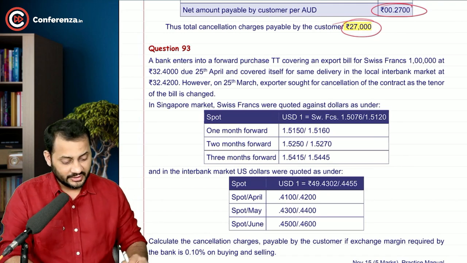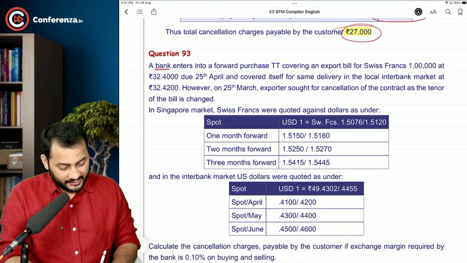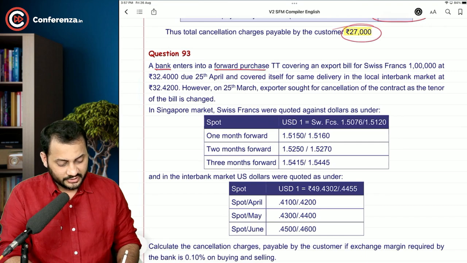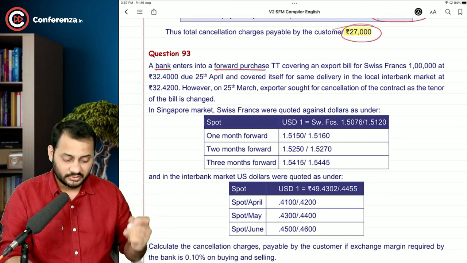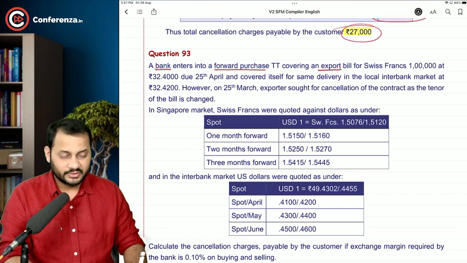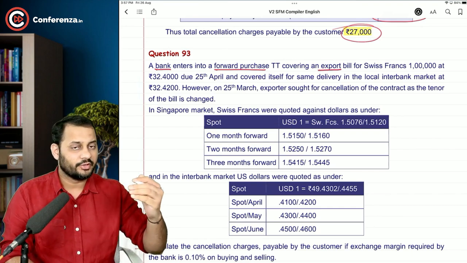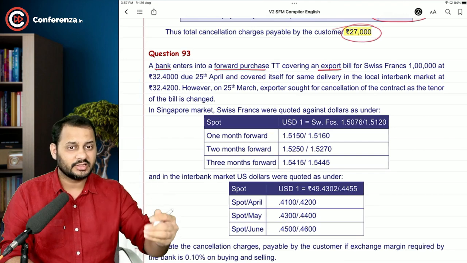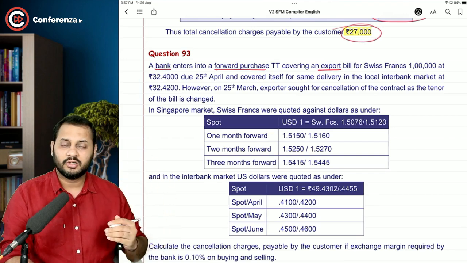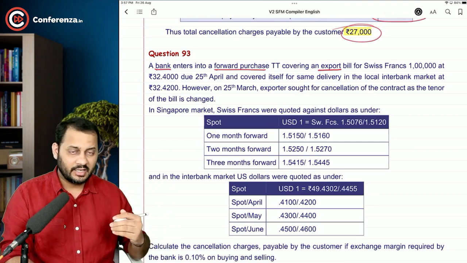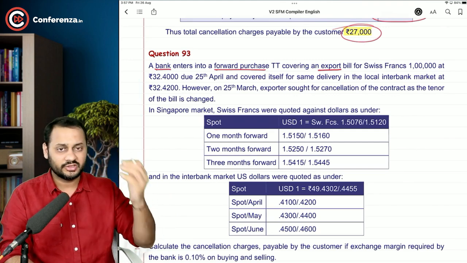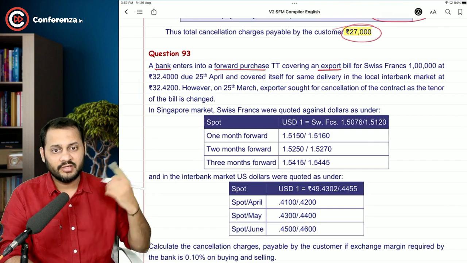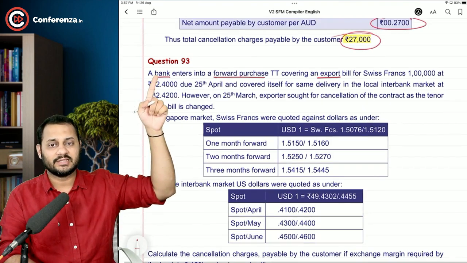Now you need to understand first. The bank has entered into a forward purchase. That means the bank will buy Swiss franc, the customer will sell it. Why will the customer sell it? Because he is an exporter. He might have exported goods to a customer, and that customer will pay him 1 lakh Swiss francs, and that client will come to us, the bank, to sell those Swiss franc. So he will sell it, we will buy it as a bank.